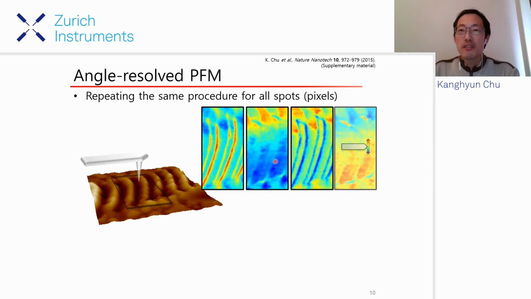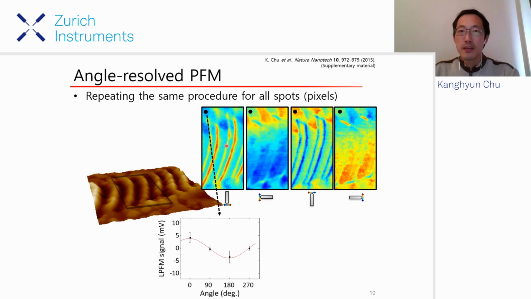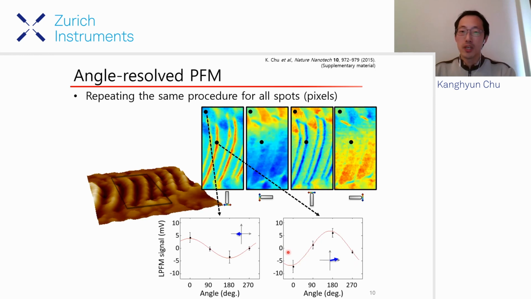Each image is a piezo response image, the amplitude real part, for various cantilever orientations. After aligning those images, let's say we pick one position from all 4 images and draw a fitting, then we can assign the direction of the in-plane piezo response like this. Or maybe we can try another spot, do the same sinusoidal fitting, and get the in-plane direction.